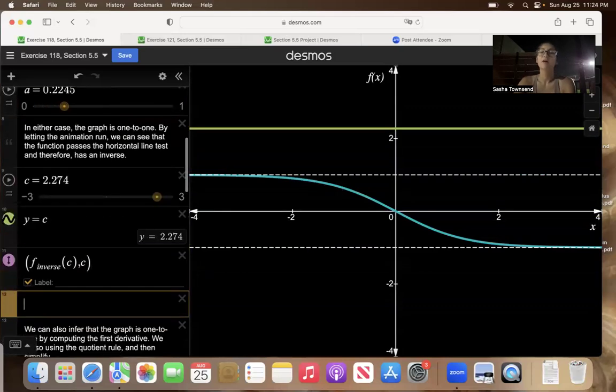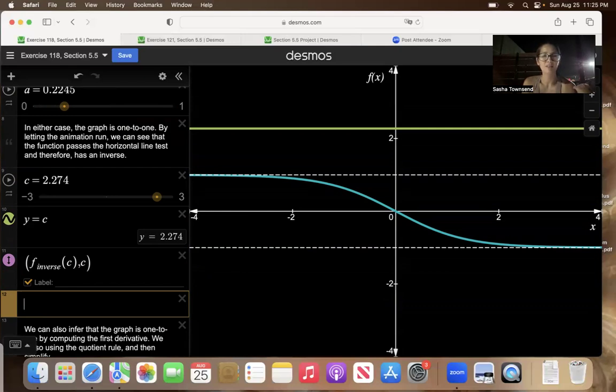Now you might say to yourself, what if I didn't have Desmos? I don't know what the graph looks like. I'm just guessing. I know what the end behavior is. I know how the function behaves as x goes to positive and negative infinity. We know it approaches plus or minus 1, depending on whether a is a proper fraction or if a is greater than 1. But I don't really know what happens in between.